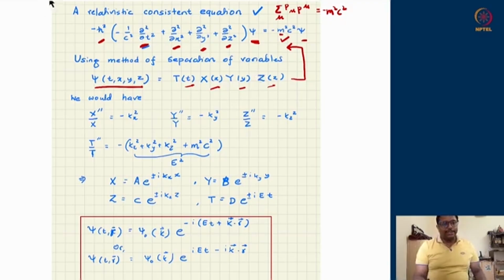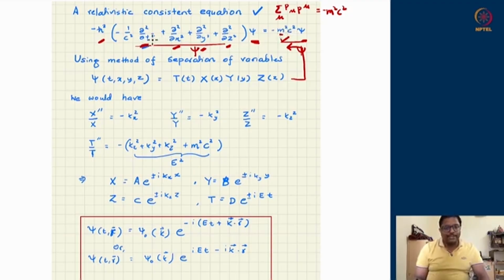Once I feed this psi into the differential equation and the double derivatives have acted, I can divide both sides by psi itself. The right hand side will become a constant, which is minus m square c square. On the left hand side, you will get a structure like minus h square times 1 upon c square T double primed upon T plus X double primed upon X plus Y double primed upon Y plus Z double primed upon Z.